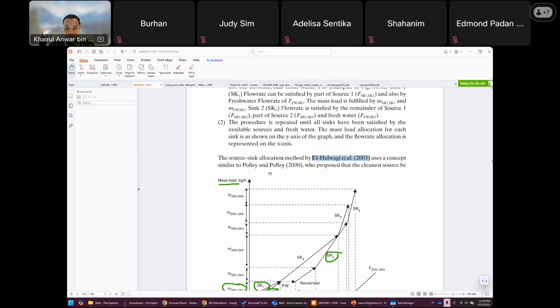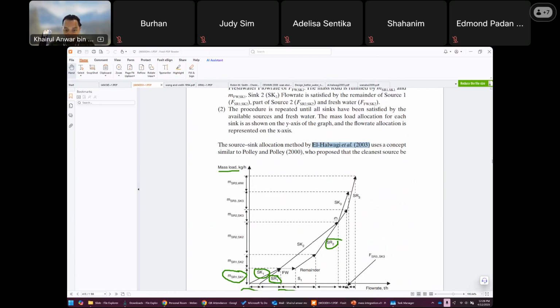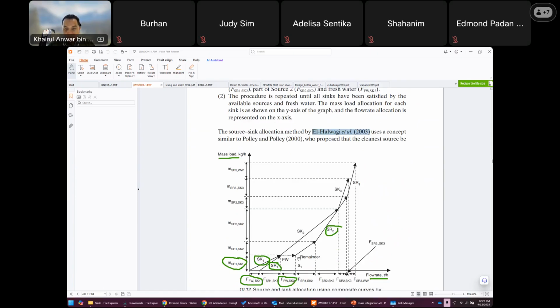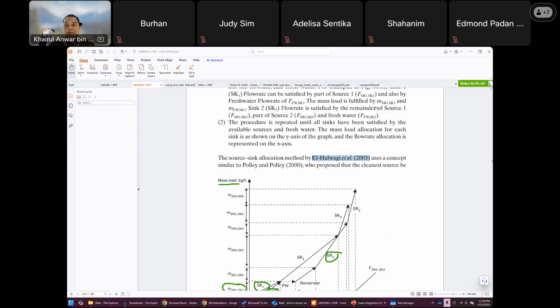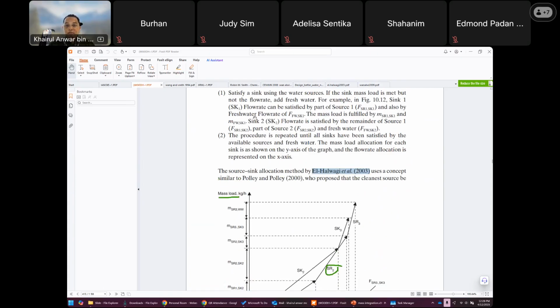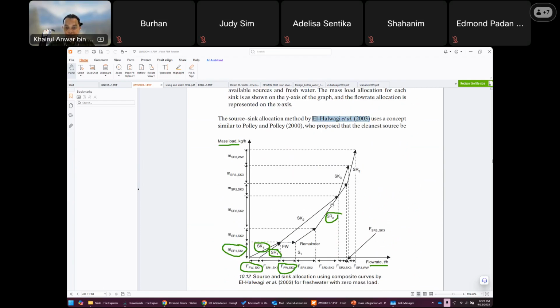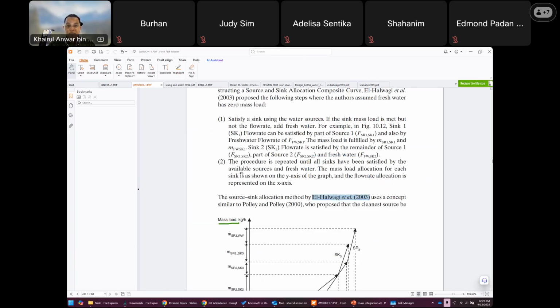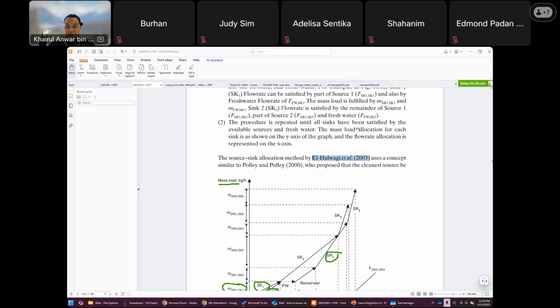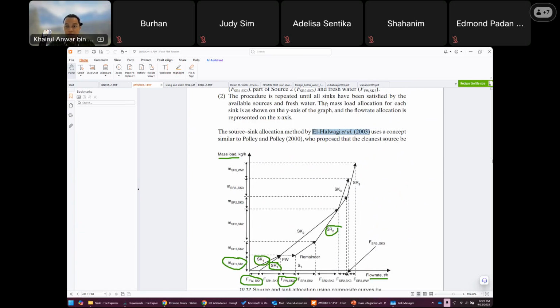And sink 2, SK2, this line, is satisfied by the remainder of source 1 here, and also a part of source 2 here, the remainder of source 1, part of source 2, and fresh water FWSK2 is the gap here. So this is the fresh water for sink 2. The procedure is repeated until all sinks have been satisfied by the available source and fresh water. The fresh water location for each sink is shown on the y-axis in the graph. The source location is presented on the x-axis.